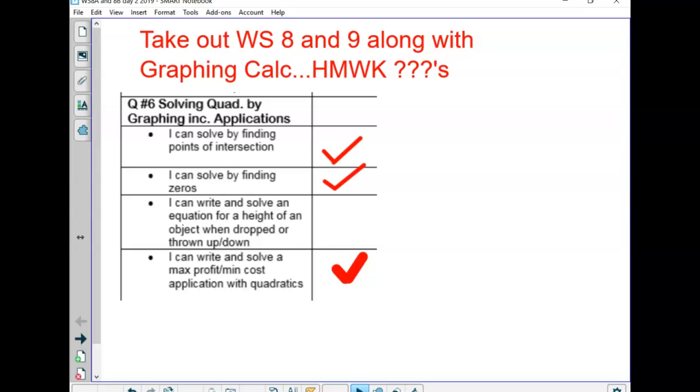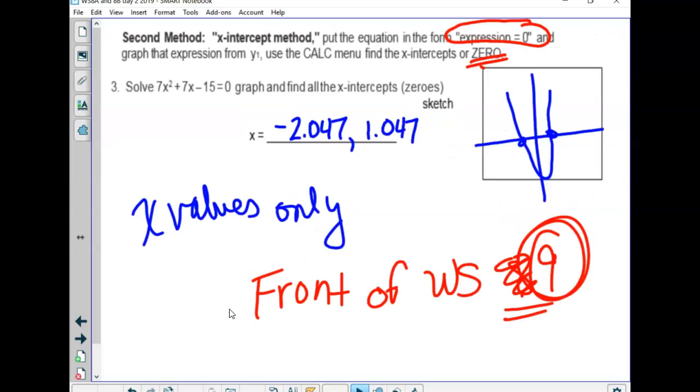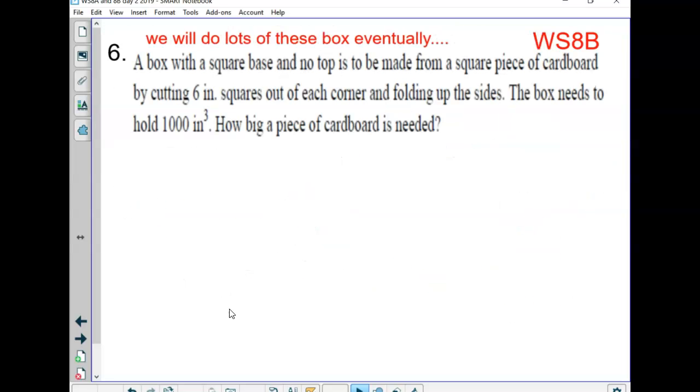We're starting out today. Yesterday we talked about finding points of intersection using the calculator, and we talked about finding zeros using the calculator. Today we're going to apply those to some really fun problems, a couple of which are maximizing profit. There's one about a farmer and his fence and maximizing volume, and we're on 8B.